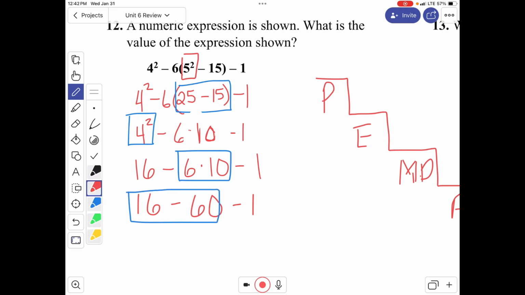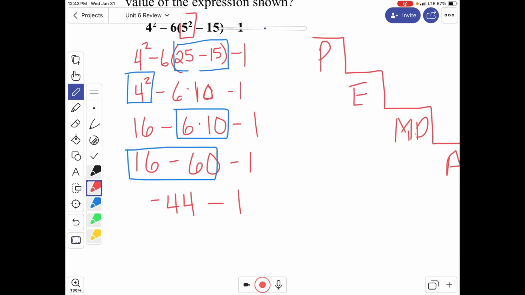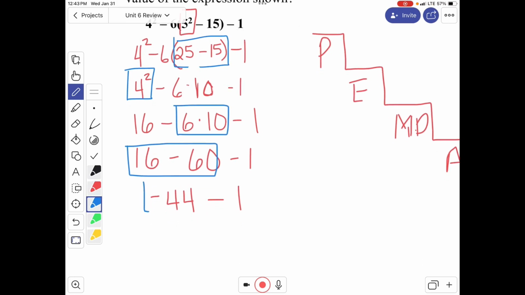16 minus 60 is going to be 44. And since we were subtracting a big number from a little number, it's negative 44 minus 1. And then negative 44 minus 1. Remember, keep, change, opposite. So it's a negative 44 and a negative 1. That makes negative 45.